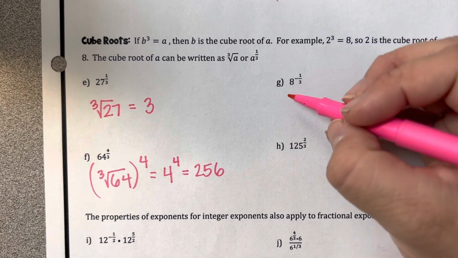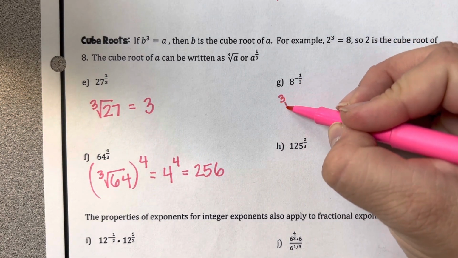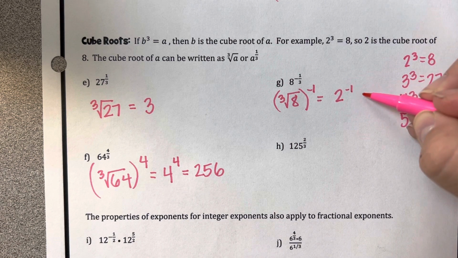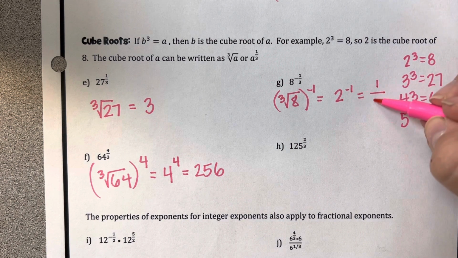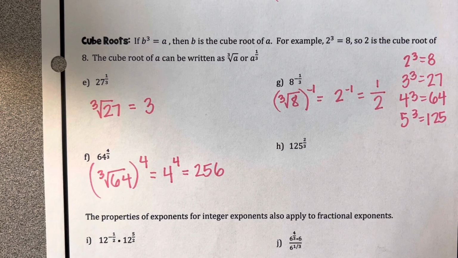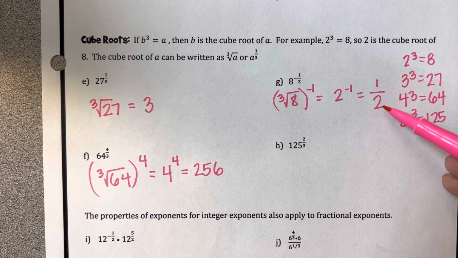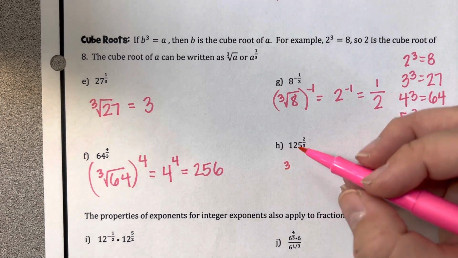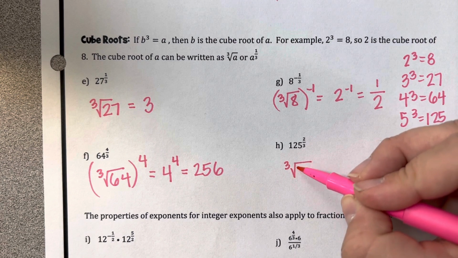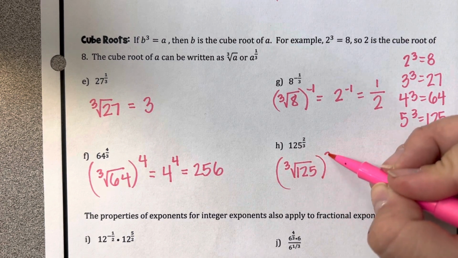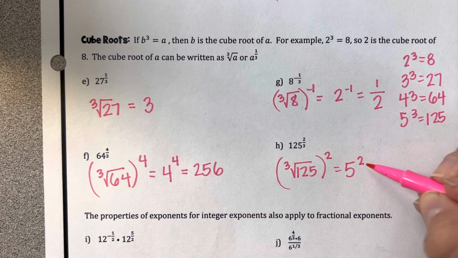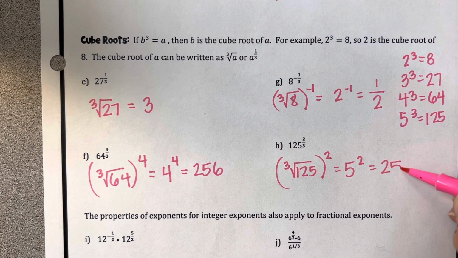Okay, on this one, it's the cubic root of 8 to the negative 1 power. So the cubic root of 8 is 2 to the negative 1, which means, remember, a negative exponent means it belongs in the denominator of a fraction. It means it's in the wrong spot. And so that goes underneath. Okay, and then letter H, we have the cubic root of 125 to the 2nd power. So the cubic root of 125 is 5 and then we're squaring it. And 5 squared is 25.